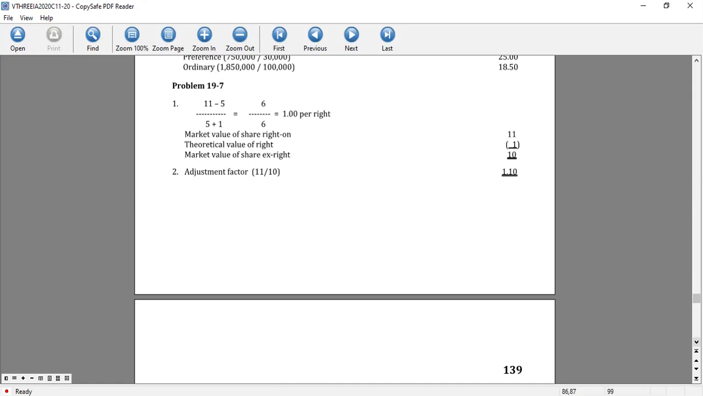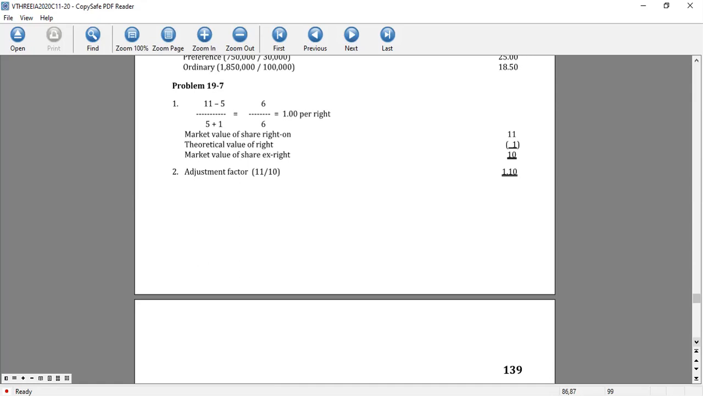So that's now your theoretical value of the share ex right. Now take note of the formula. You have now your market value of share rights on, that's 11, and the theoretical value of right is 1. So we have now the market value of share ex right is 10. So we now have 11 minus 5 and divide it by 5 plus 1.